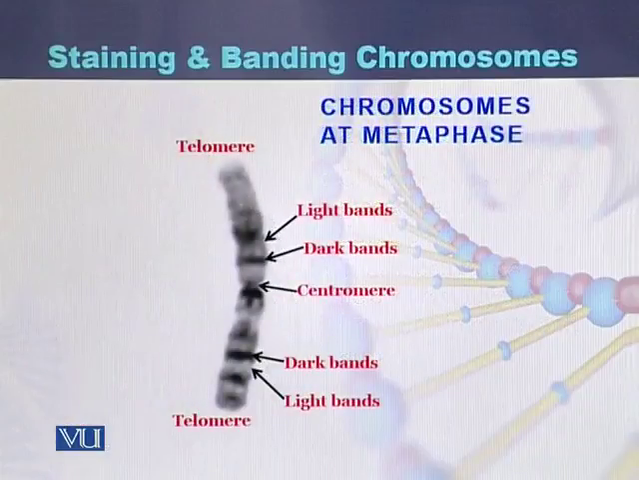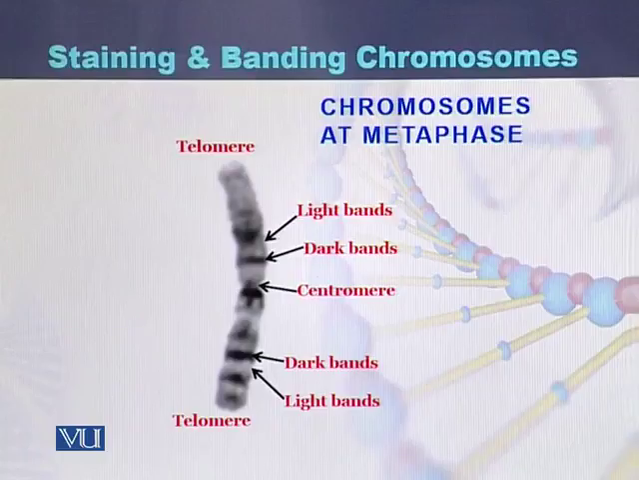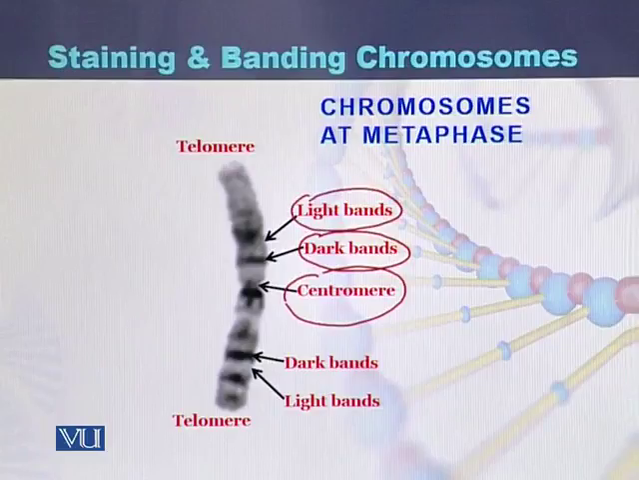Here we can see a chromosome at metaphase where in the middle there is a centromere, and there are dark bands and light bands. So this is called the chromosome banding pattern. By using different dyes, the regions on the chromosome can be stained. Some of them appear as dark bands and some of them appear as light bands.